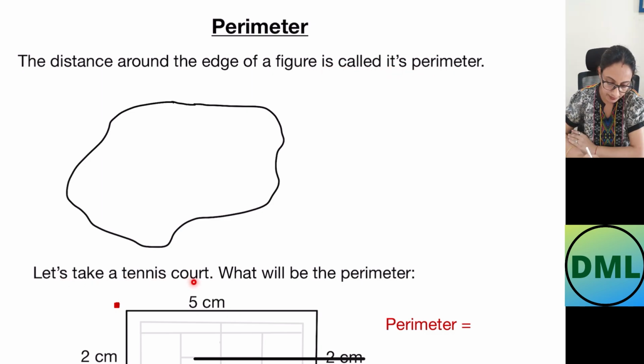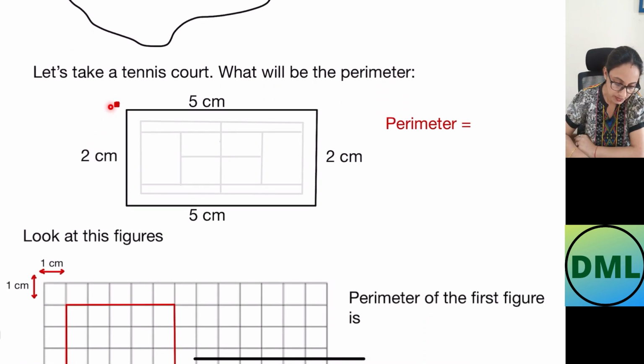Let's take a tennis court. What will be the perimeter? Let's see the tennis court here. So this is my tennis court here. This edge is 5 centimeter. This edge is 2 centimeter. Because the tennis court is in the form of a rectangle, that means the opposite sides must be the same. So this edge is also 5 centimeter. This edge is also 2 centimeter.